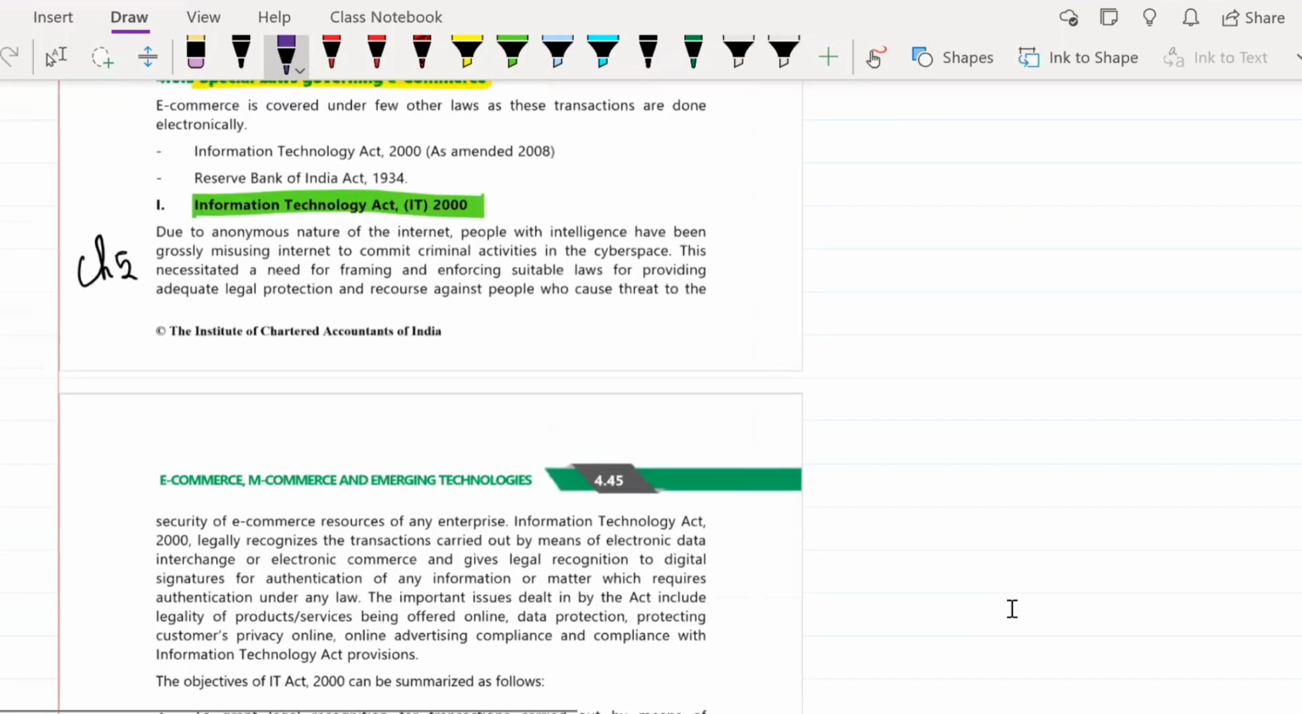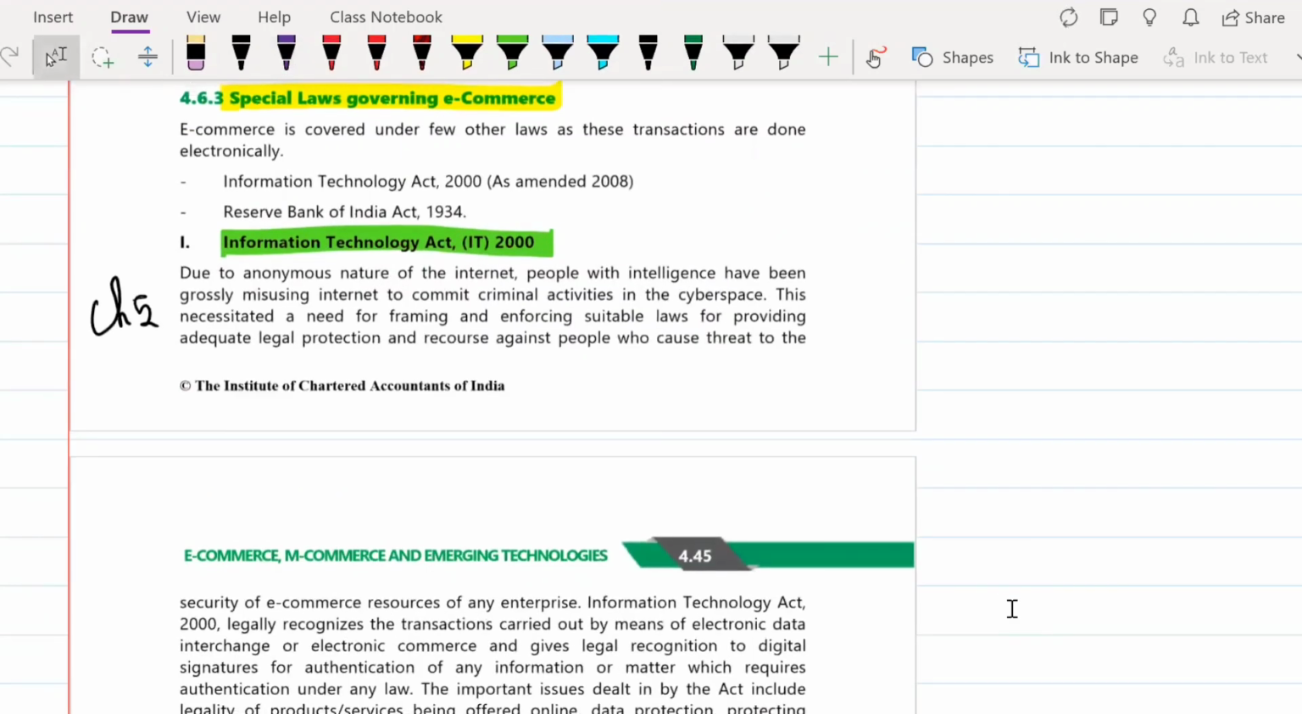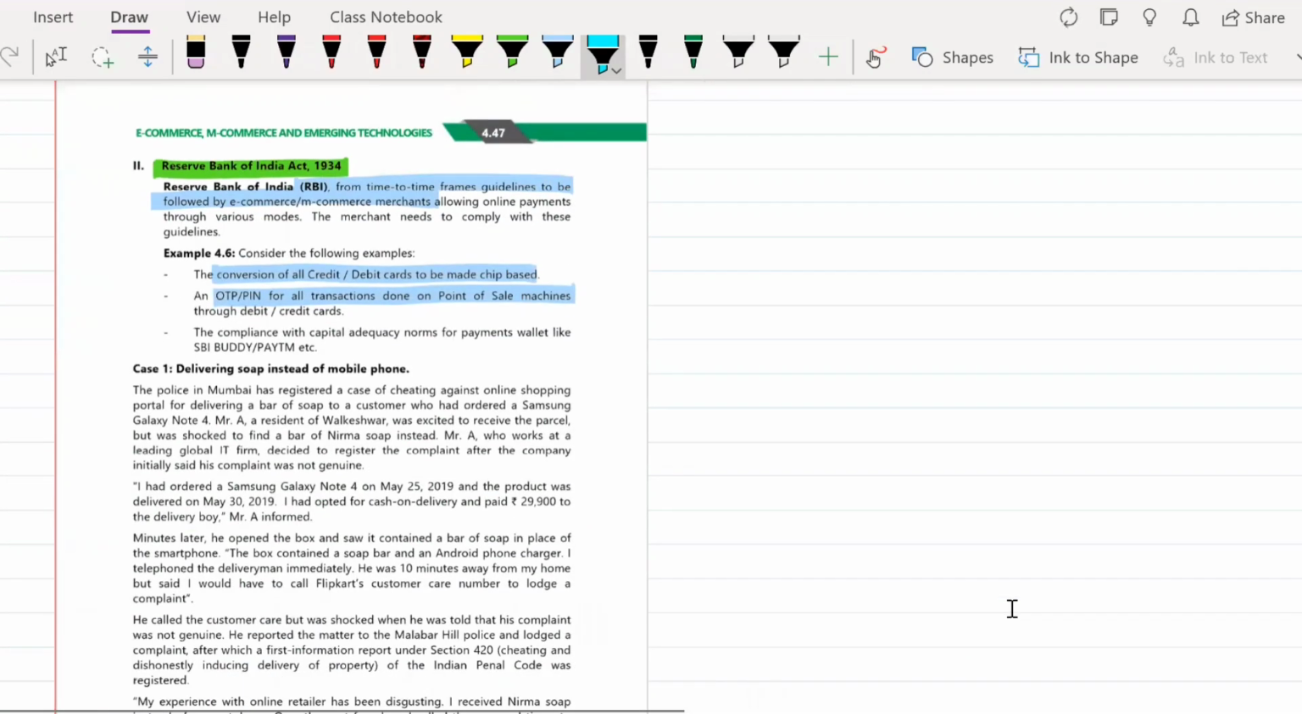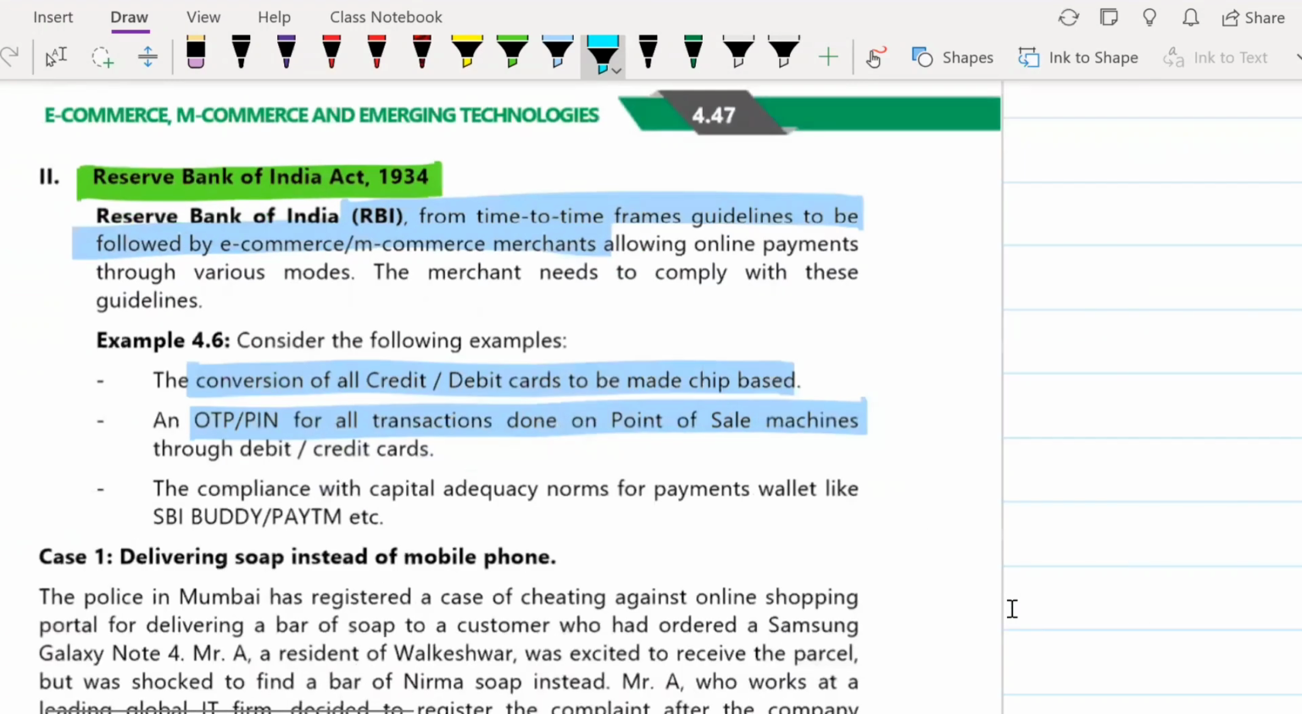Then after this, there are two special laws that govern e-commerce. Those were general laws which are applicable to all businesses. Here the two special laws are, one, the Information Technology Act 2000, and the next, the Reserve Bank of India Act 1934. Related to the Information Technology Act 2000, we are going to study it in chapter number 5, so I'm not going to discuss it here.